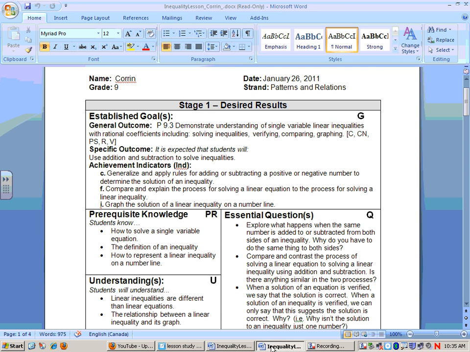We basically just went through and started with a little bit of a review from last class on inequalities, comparing different numbers, using them. They'll know how to use number lines. They will know how to define an inequality, and they also know how to solve linear equations, so that helps.